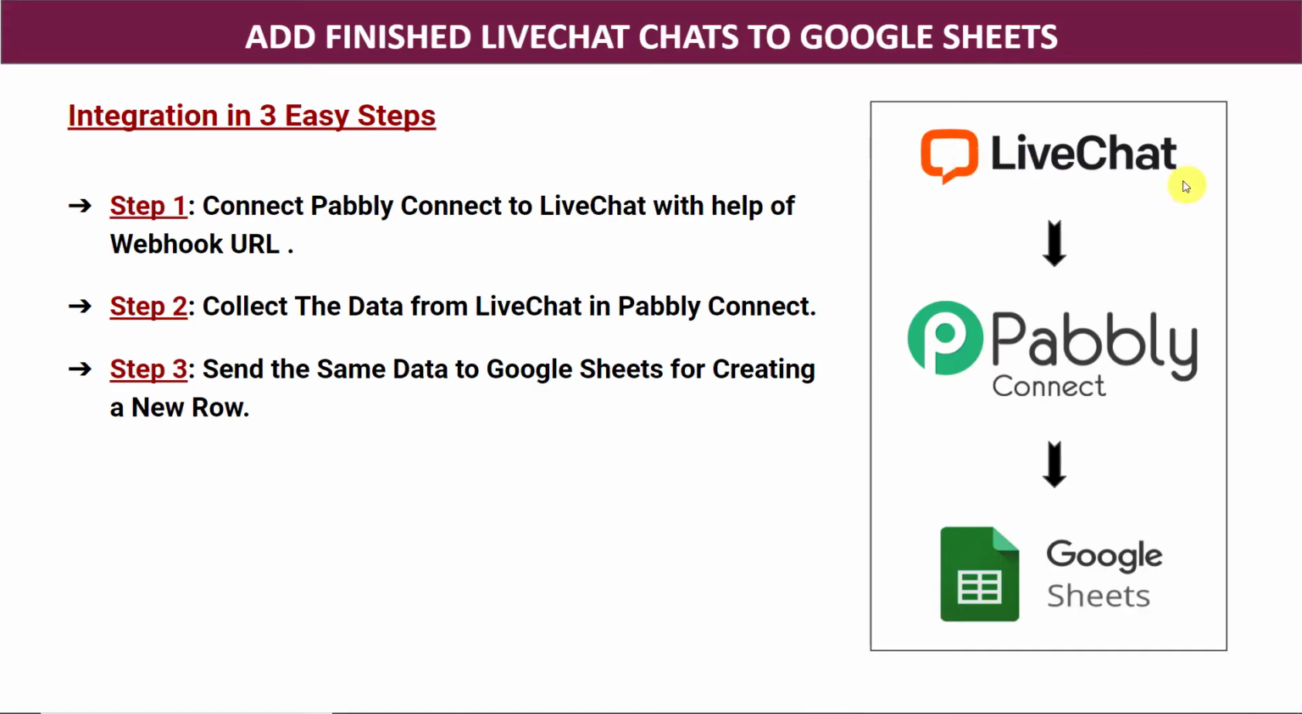Okay, so this is how the integration is going to work. In the first step, you are going to integrate live chat and Pabbly Connect with the help of a webhook URL. You are simply going to copy the webhook URL from Pabbly Connect and paste it into live chat. In the second step, you are going to collect the chat related data from live chat and place it into Pabbly Connect. In the third step, you are going to use the same data to create a row in Google Sheets after integrating Pabbly Connect and Google Sheets.